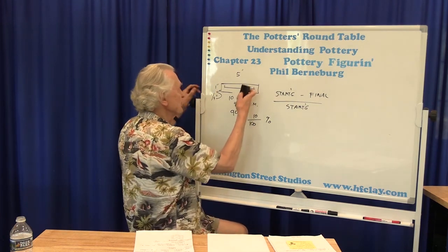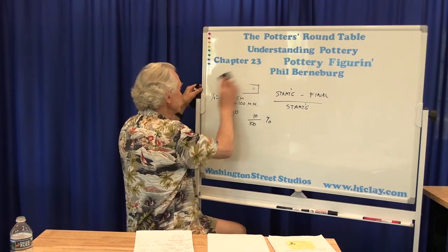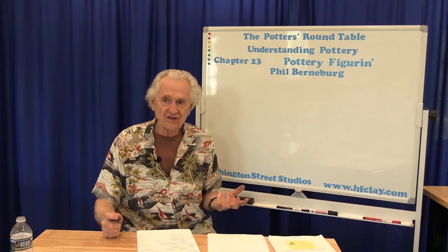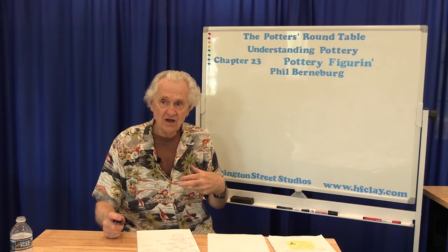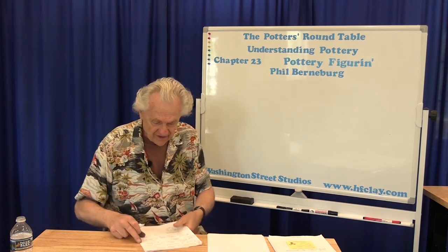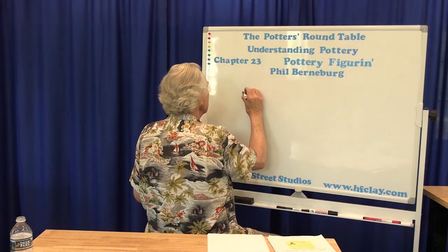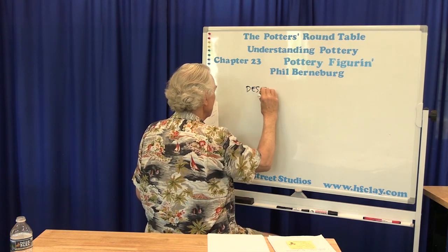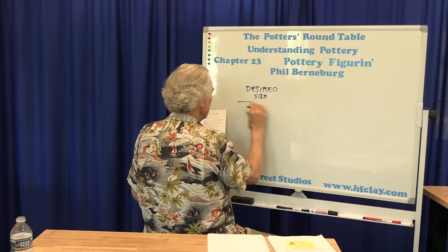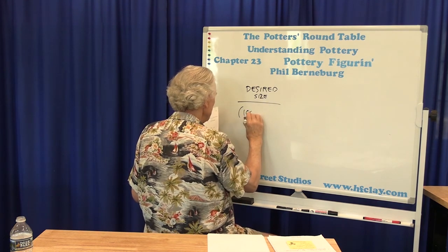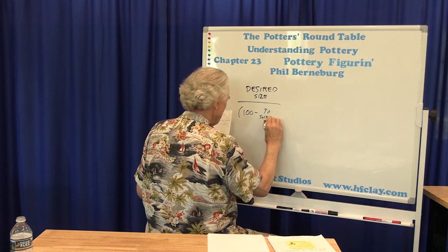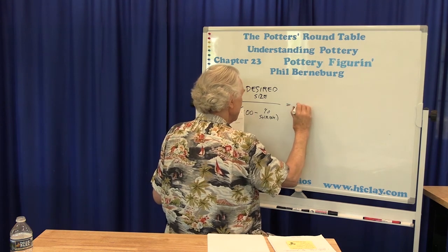Now, another version of this: suppose I want to make a part to fit. I know what the final size that I want is, and the question is, if I know the shrinkage of the clay, what size do I have to make it to start so that it'll shrink to the size that I want? You set up the formula a little differently. This is the desired size. Desired size, and I divide this by 100 minus the percent shrinkage, equals the starting size.